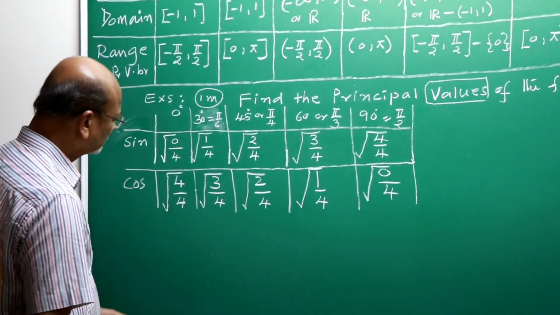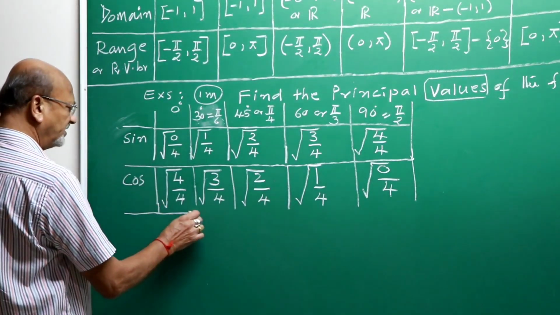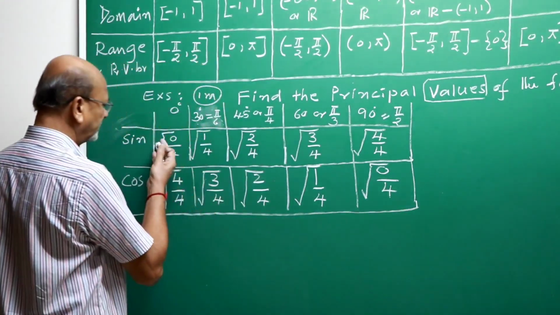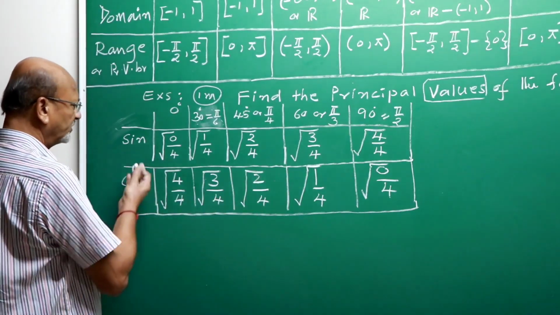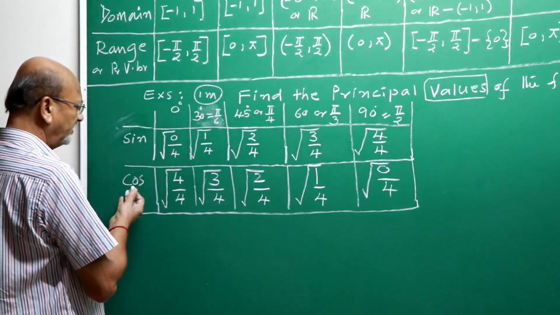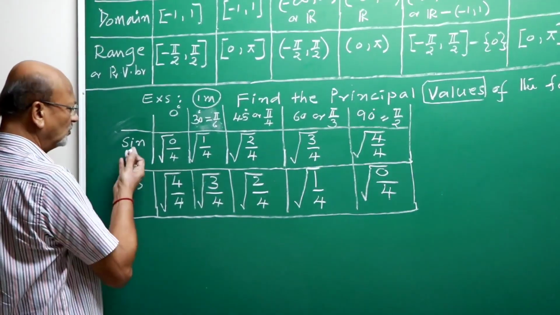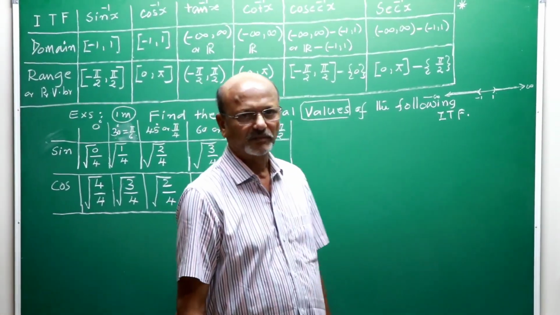That gives the values. And for the remaining, my friends, if you want tan, sin by cos is tan. If you want cosec, take the reciprocal of sine. If you want sec, take the reciprocal of cos. If you want cot, it is cos upon sin. Like this, you can remember very well.